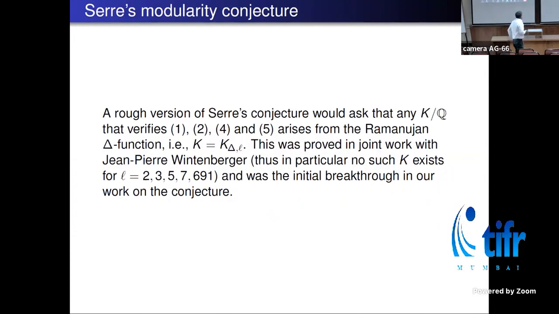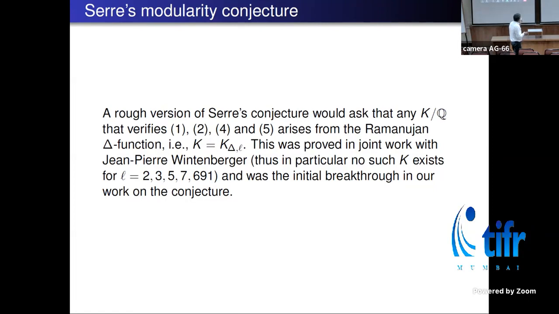All right, so now the rough version of Serre's modularity conjecture, at least for the delta function, things supposed to be arising from the delta function, would ask that any such extension, suppose you look at an abstract extension of Q with Galois group, something roughly like GL2(F_L), and it is unramified outside L and infinity. It's odd at infinity in the sense that the image of complex conjugation is not scalar in the Galois group.